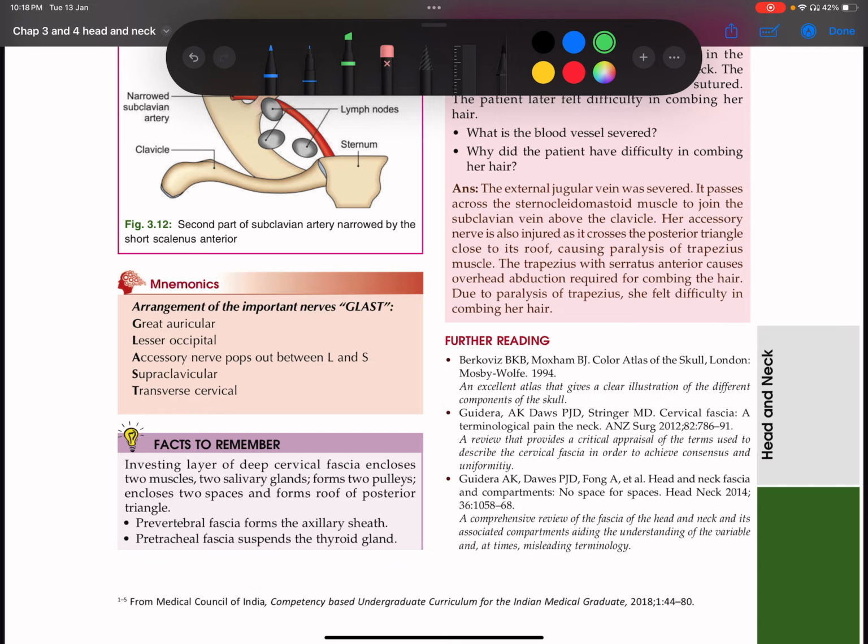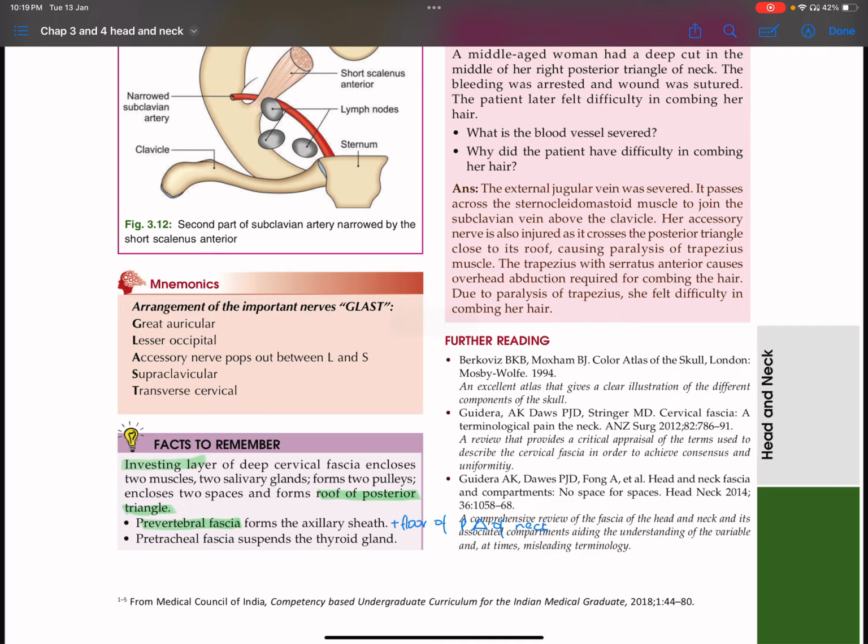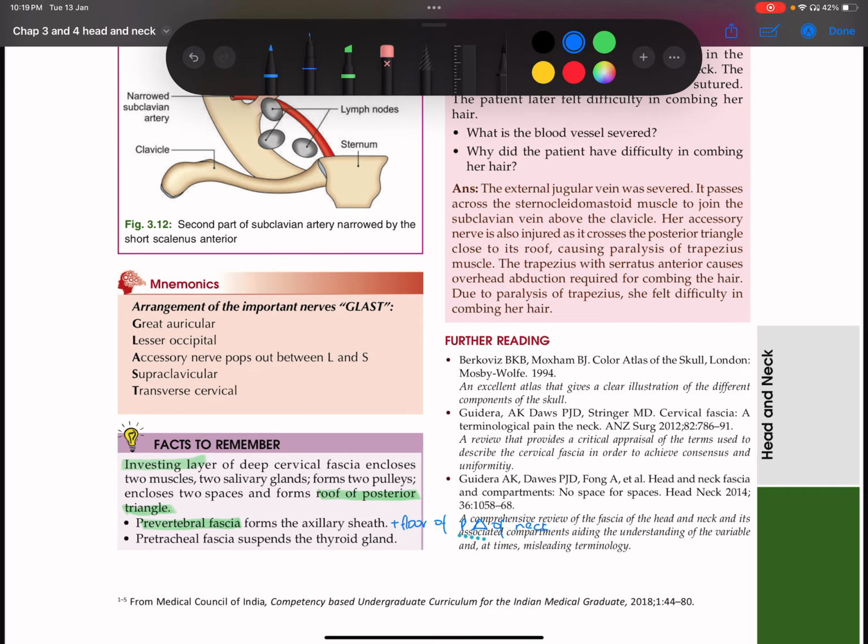So the investing layer of deep cervical fascia has all of these functions, but other than that, it also forms the roof of the posterior triangle of the neck. Prevertebral fascia forms the axillary sheath plus the floor of the posterior triangle of the neck. And pretracheal fascia suspends the thyroid gland. So now you know about the deep cervical fascia.